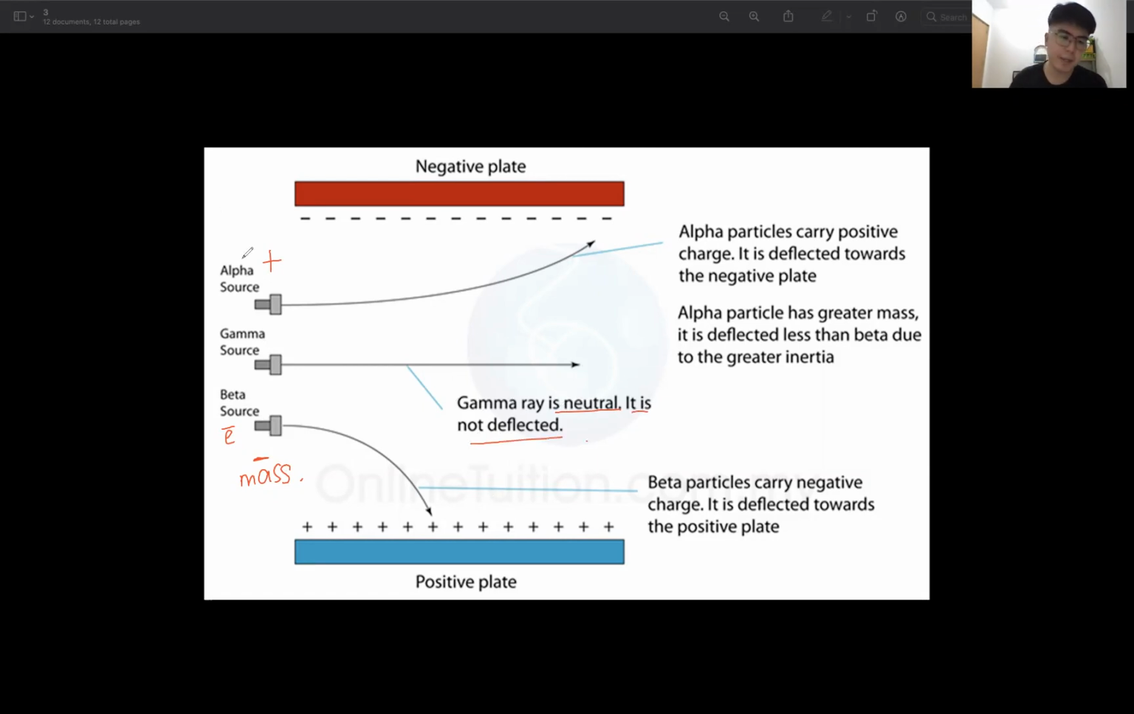In the exam, they will give you all these three trajectories and ask you what each one is. The straight line is the easiest one, the gamma source. The one attracted to negative is the alpha. This is for the effect of the emissions in an electric field. The next one, we look at the magnetic field.